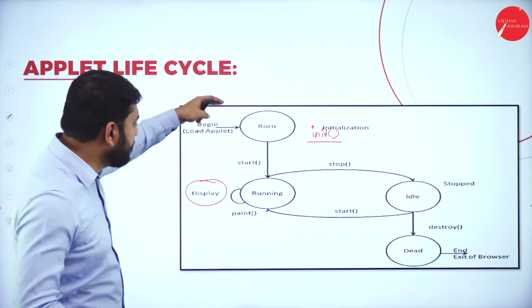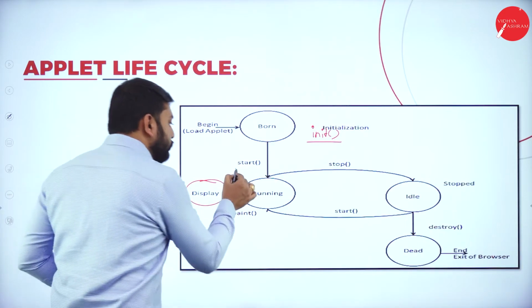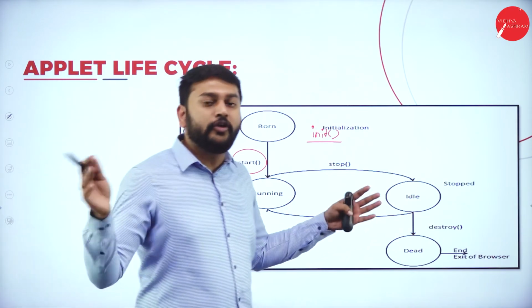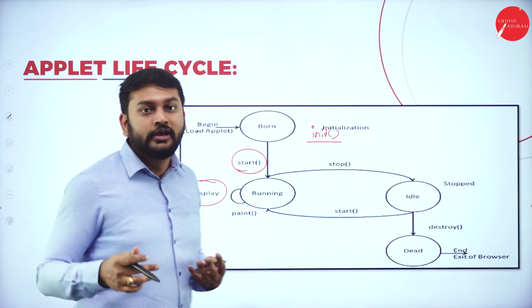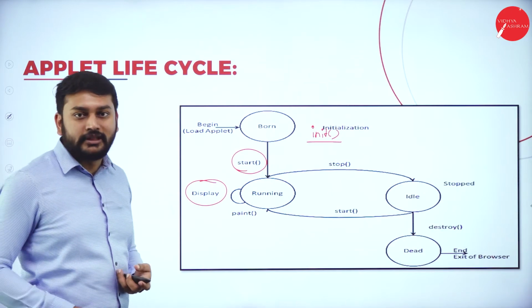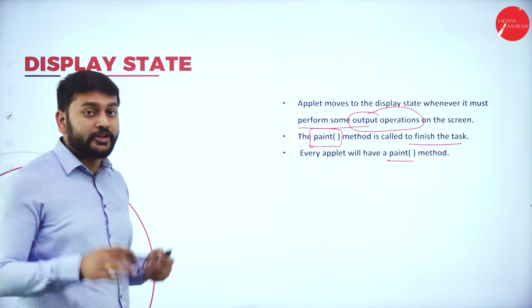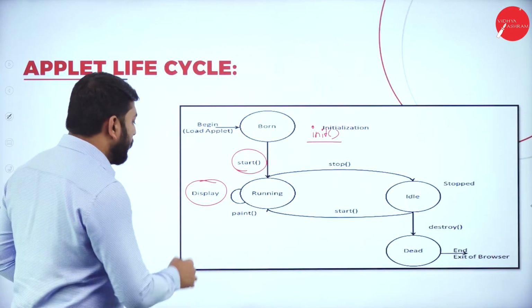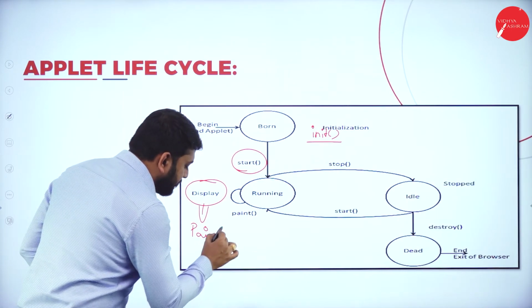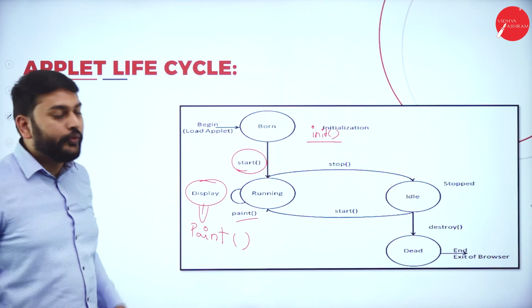Moving forward, then you have the running state. If you want to have your applet in the running state, you have to use the method called start. Suppose I want to display some output, then I will be using the method called, what is that? Come on guys, is it the display method? Please check out. I will be using the paint method. Whenever I speak about display, you should remember the paint method. So that's what we have understood, right? We have the paint method.